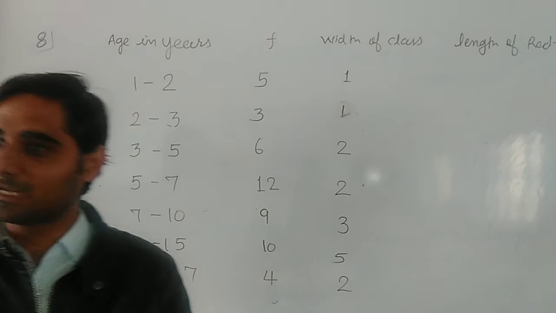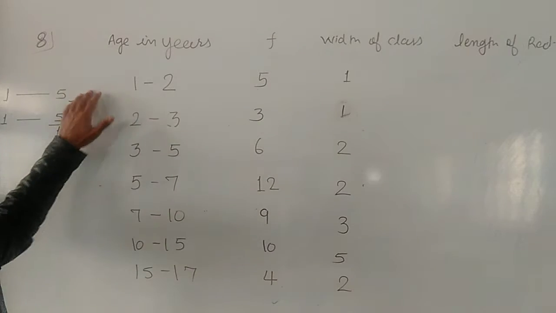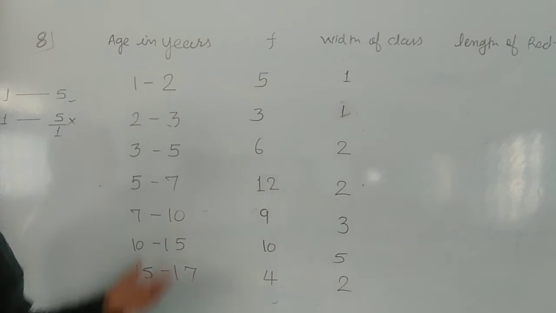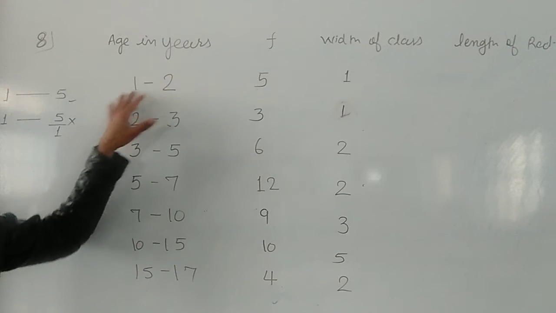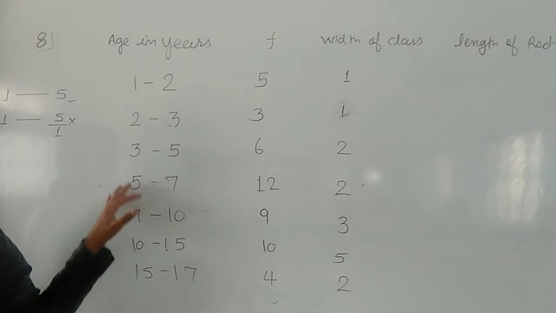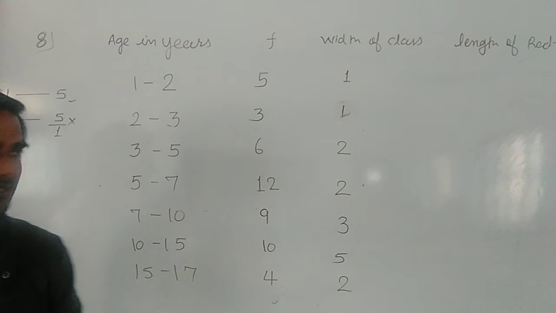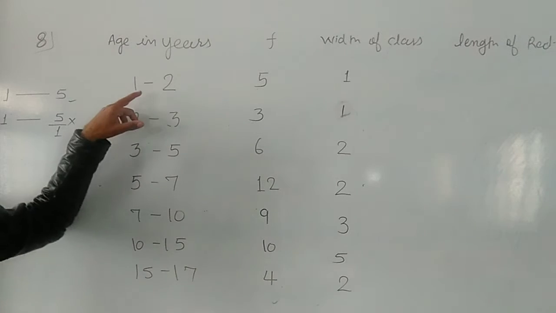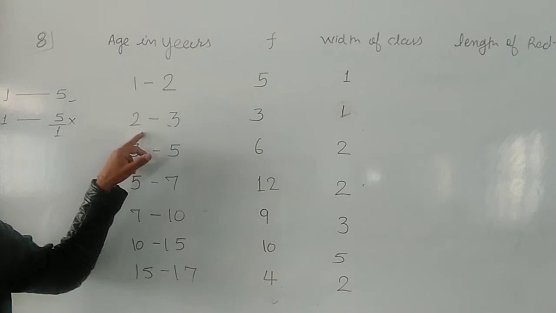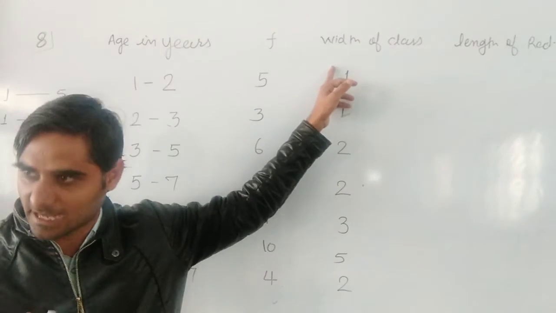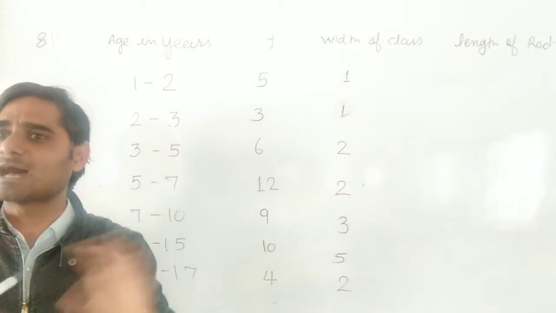14.3, question number 8 and 9 we are doing now. Here you can see in the 8th question the age group is given, right? This is the group age in years: 1 to 2, 2 to 3, 3 to 5, 5 to 7, 7 to 10, 10 to 15 and 15 to 17. What is the difference between them? You can see the difference between them is different. I have written here the difference between them, that is the width of class. Width of class means class size.